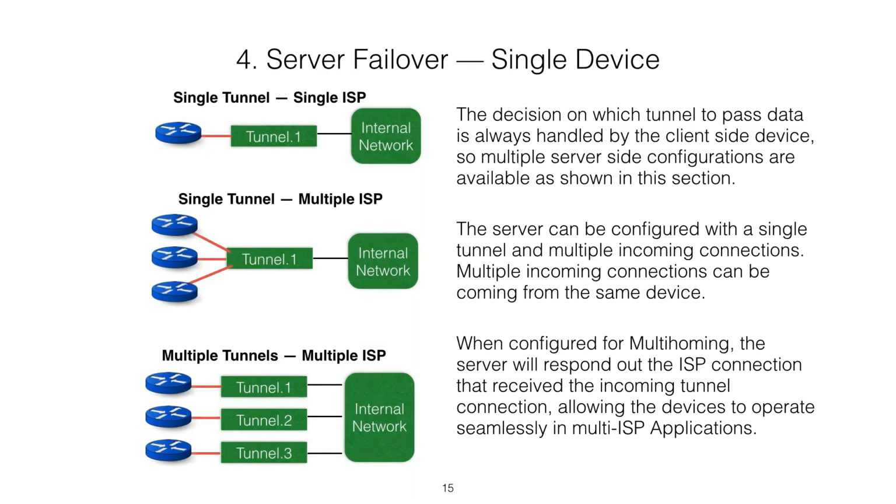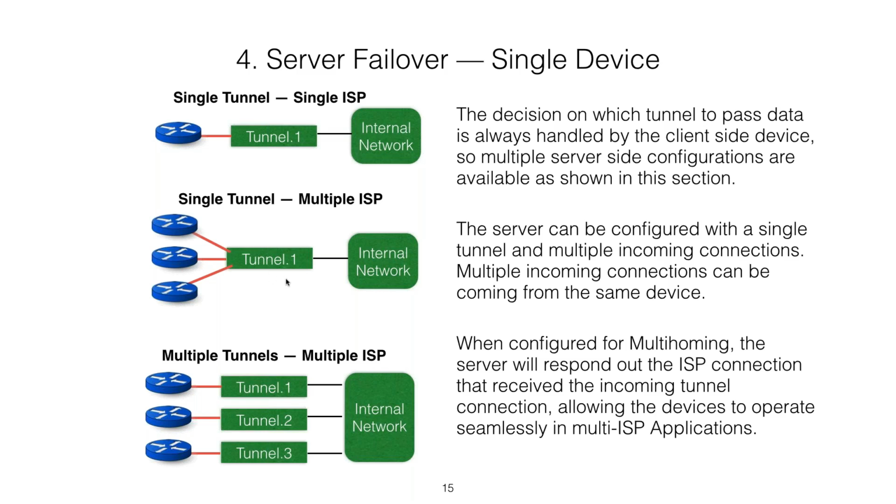On the server side, there's multiple different ways that we can set up failover on our server devices. You can have a single ISP and a single tunnel. In this scenario, maybe you have your clients with multiple tunnels going through different ISPs, and you're really just trying to protect your client-side ISPs. I can have multiple ISPs all communicating with a single tunnel on the server side.